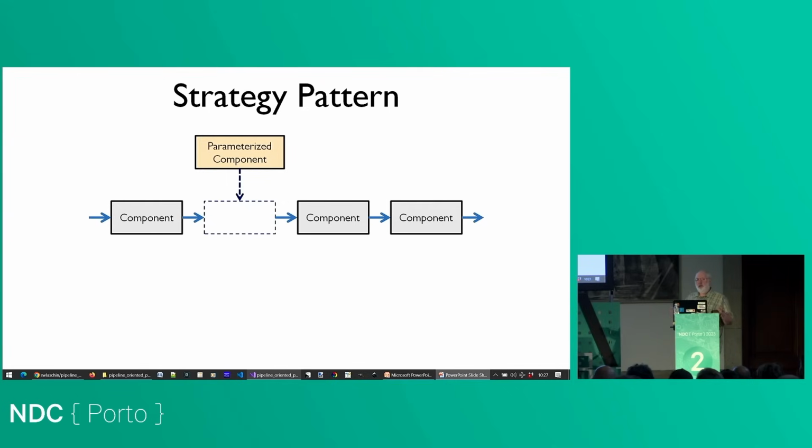Strategy pattern, right? You have some sort of piece of code, and you want to parameterize how it works by passing in some sort of strategy. Well, you just pass in a component, right? This is my whole pipeline. I want the behavior to change based on something else. Well, I just pass in a component. If I pass in a different component, it's going to behave differently. But I'm not messing with the rest of the code.